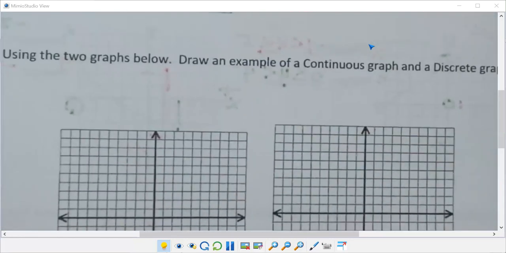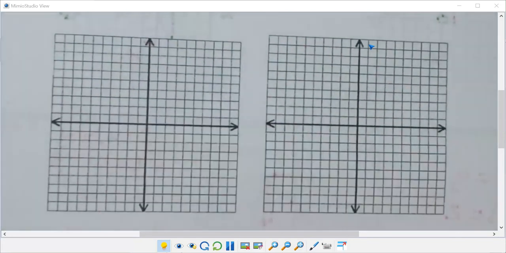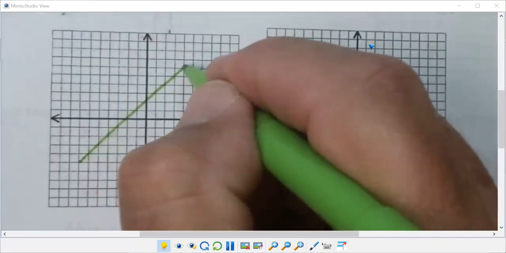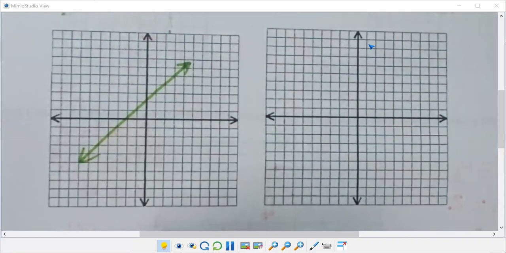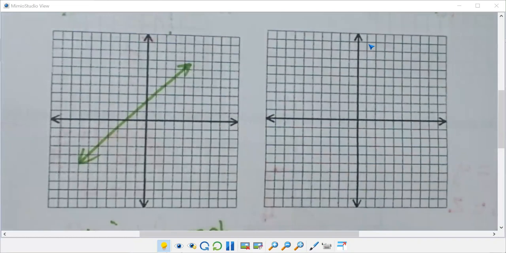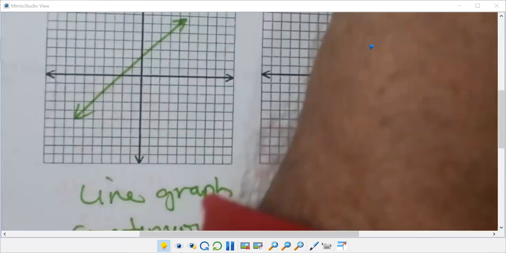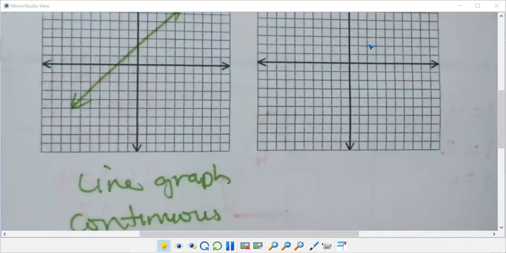All right, number 10, we're asked to draw a continuous or discrete graph. It doesn't matter which one we use, but let's just go ahead and draw one. So I'm going to put a line here, okay? So this is a line graph. Remember, a line graph. So we call this a continuous graph. Remember, when we have a continuous graph, we use the less than symbols when we're doing the domain and range. All right, so we use the domain and range when we use a line graph.